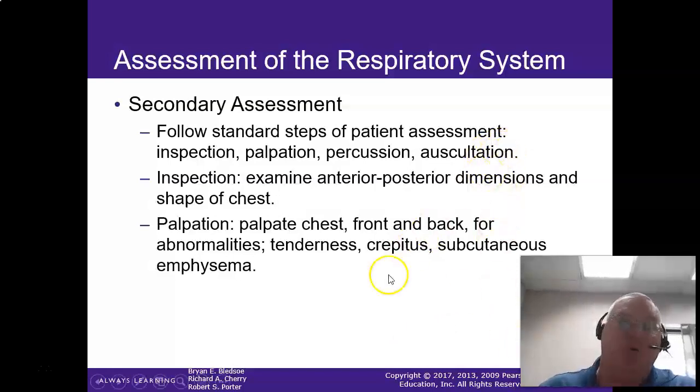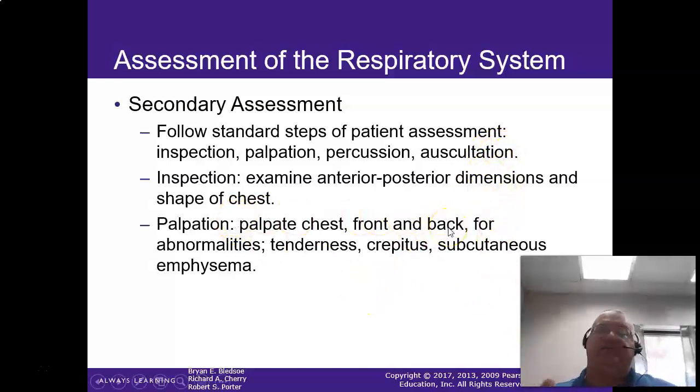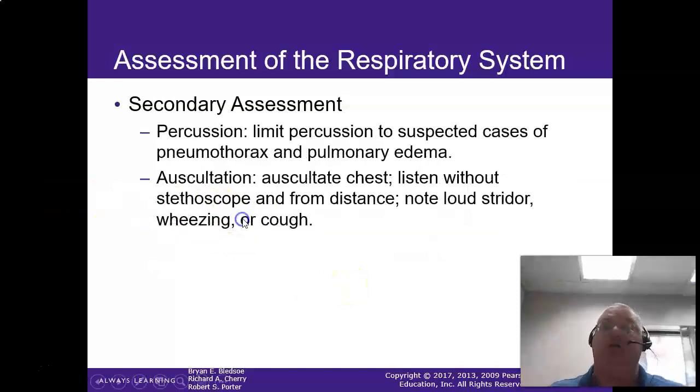I want to know. Check front and back for abnormalities, for tenderness, any type of crepitus, or if you're actually feeling a little. COPDers can actually start to air trap to the point where the air escapes from the lung and forms up in the subcutaneous tissues. They get that Rice Krispie type feel. By the way, not good if they're doing that.